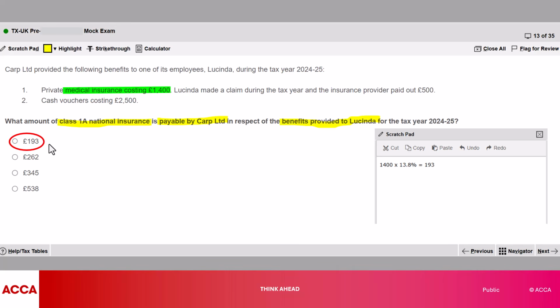Now, of course, the second answer is what you would get if you did include the £500 as well. So if you weren't quite sure about that, then unfortunately you would just be guessing. The third option is just based on the cash vouchers. So that one should have been fairly easy to rule out. And then the final one is the medical insurance plus the cash voucher to give 538. So the correct answer, 193.